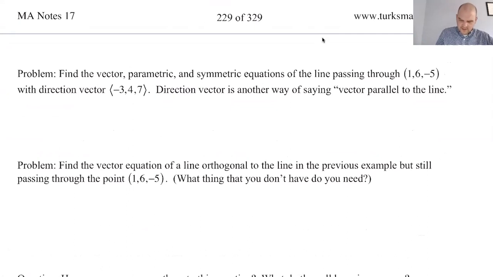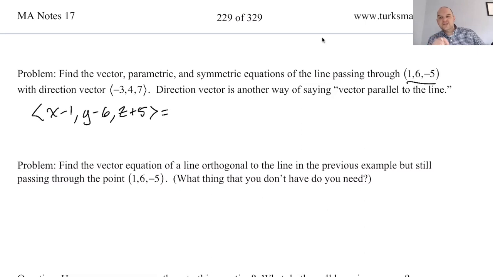So I'm gonna switch to a black pen, I guess. And for vector, it's gonna be, we make a generic vector using our point, right? So x, y, z is a generic point, 1, 6, -5 a definite point, and now I'm just gonna make a vector out of this. So it's gonna be x minus 1, y minus 6, z plus 5 equals. So this generic vector has to be parallel to the direction vector. So it's going to be t, and then -3, 4, and 7. And that's it. That's the vector equation of the line.